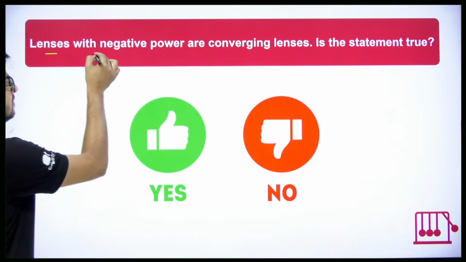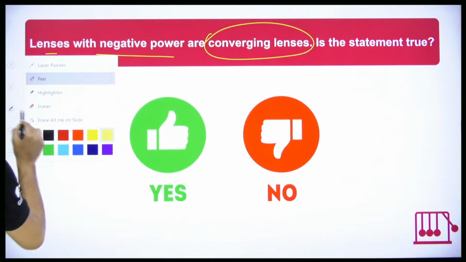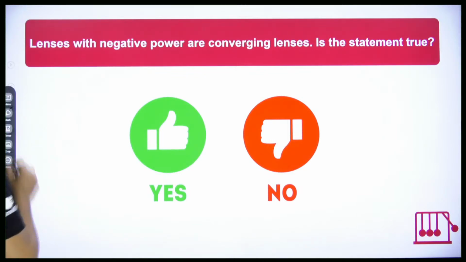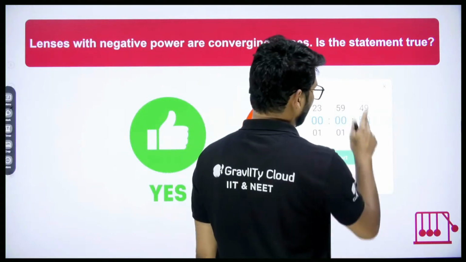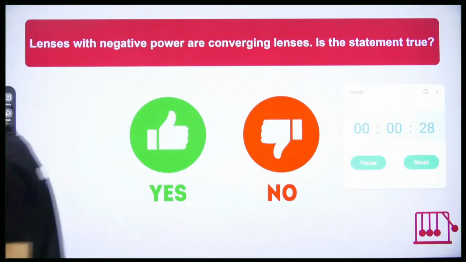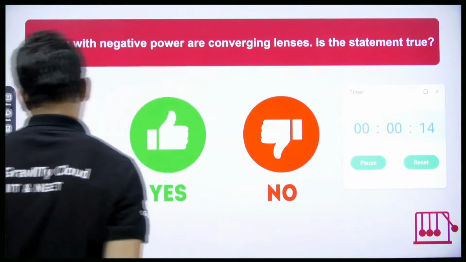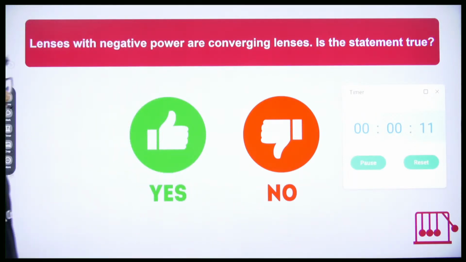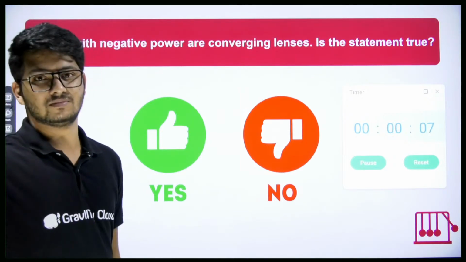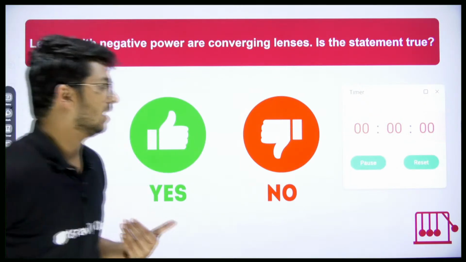The question is, lenses with negative power are converging lenses. Is the statement true? Yes or no? I'll give you 30 seconds. Compare it with the focal length, and then you will get the answer. Please solve it. Think in terms of focal length. Ten seconds more. 5, 4, 3, 2, 1, and the time is up.